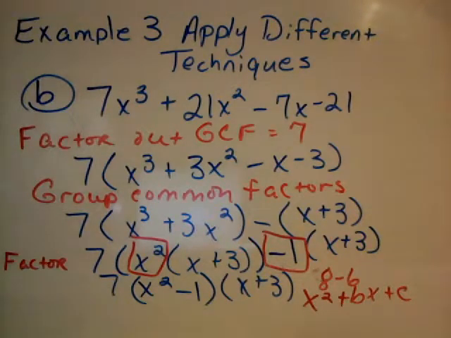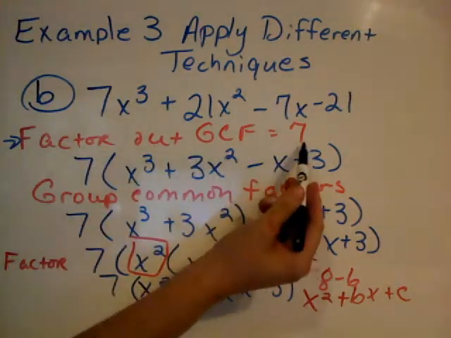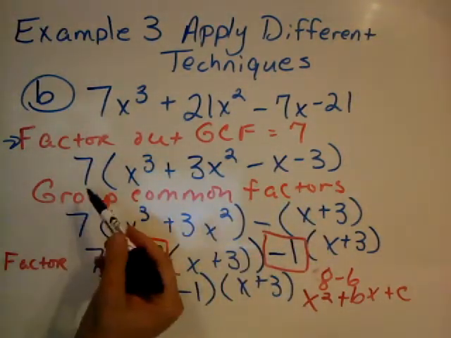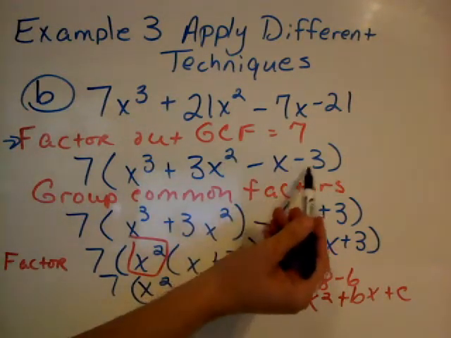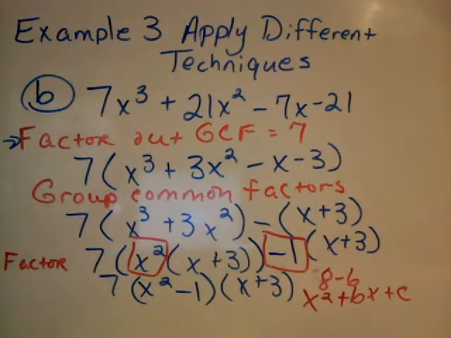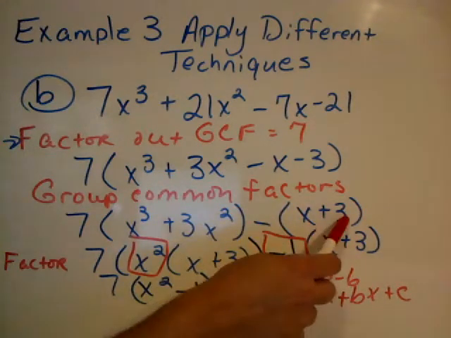7x cubed plus 21x squared minus 7x minus 21. The first thing that we want to do here is to factor out our GCF, our greatest common factor, which is a 7. When I factor out the 7, it leaves me with x cubed plus 3x squared minus x minus 3. Now, if you think back to lesson 8-6, we wanted to group together common factors. So I chose to put the x cubed plus 3x squared and the x plus 3.